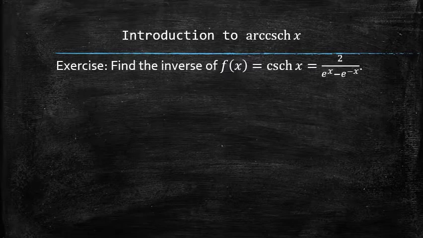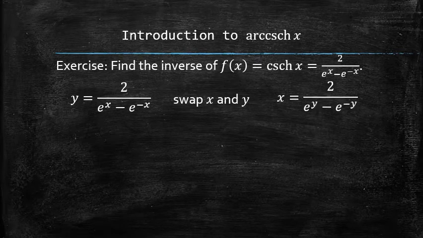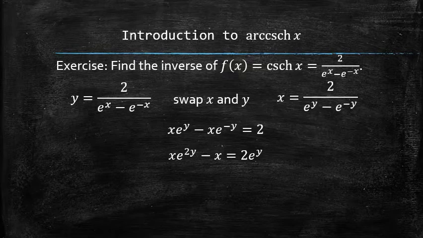To find the inverse, we first swap the x and y in the equation, and now the goal is to isolate the y variable. We multiply both sides by the denominator and distribute on the left-hand side. Then we multiply both sides by e to the power y, and we collect all terms on the left-hand side.